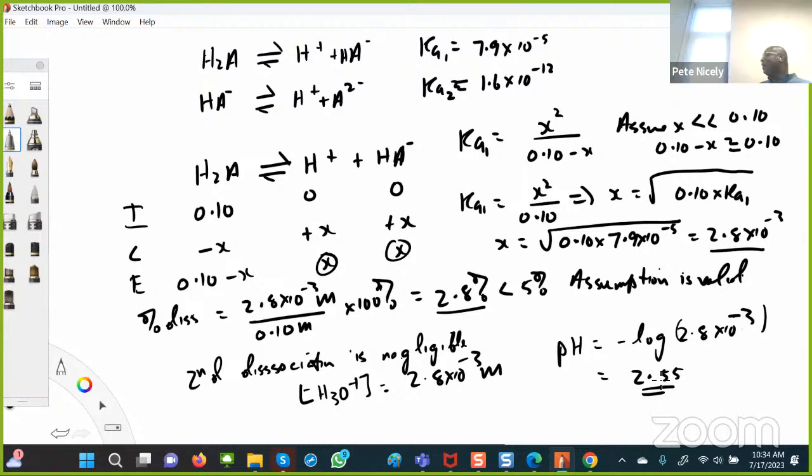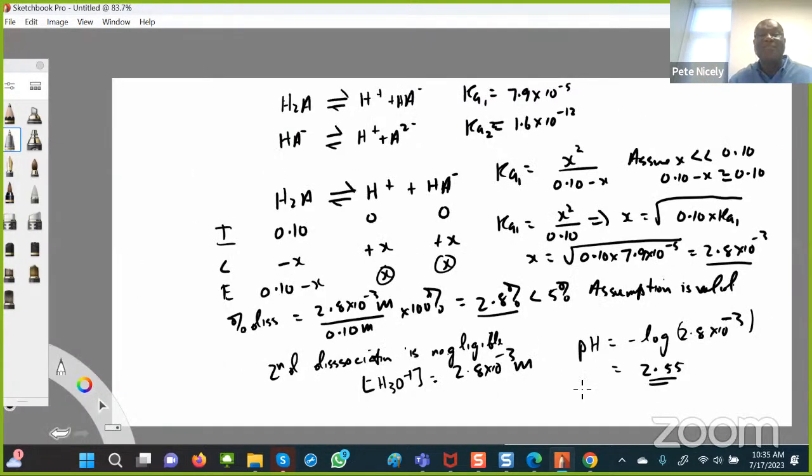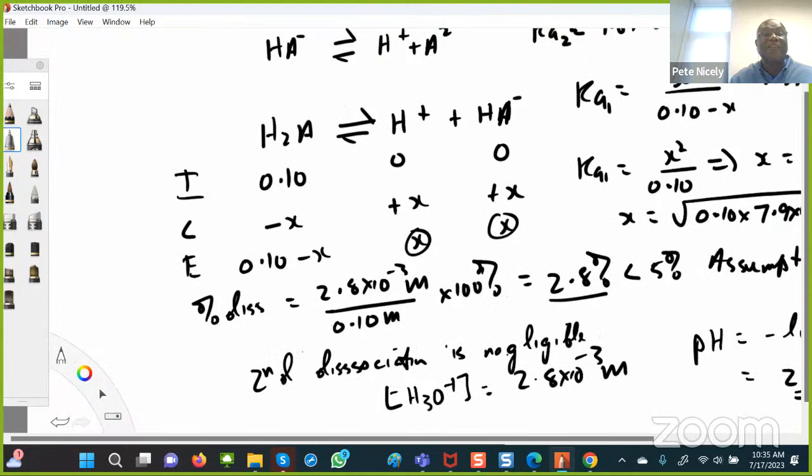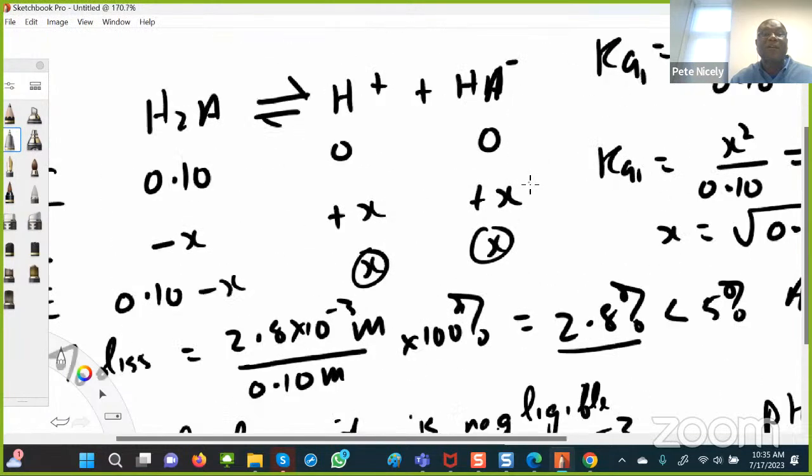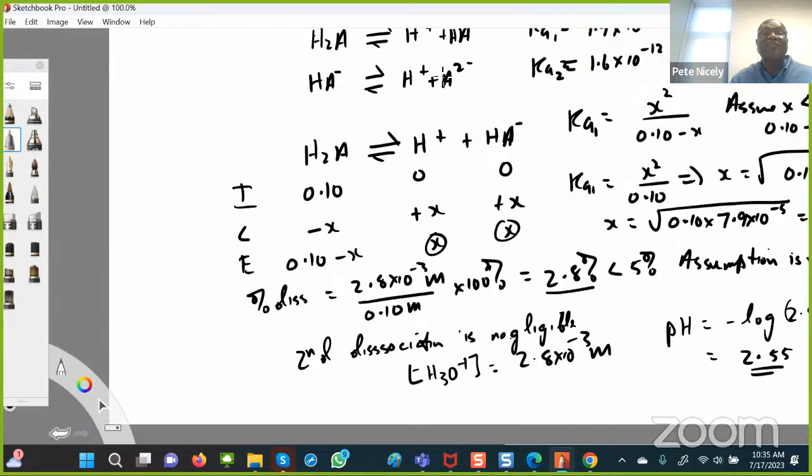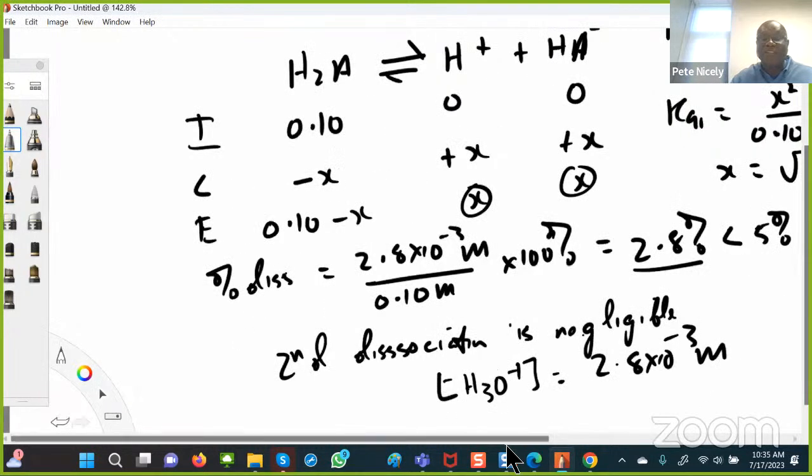But the question is also asking for the concentration of the second conjugate base. The question is asking for the concentration of A2 minus, all right? So we know what the pH is, but now the question is asking for the concentration of A2 minus.